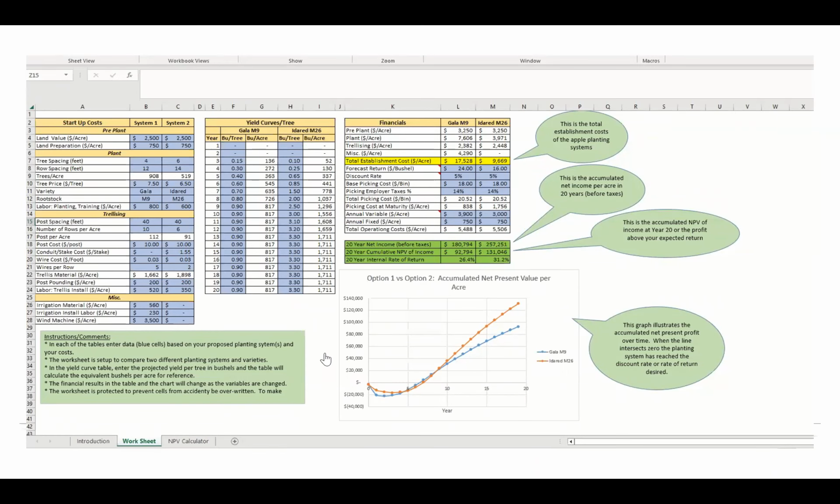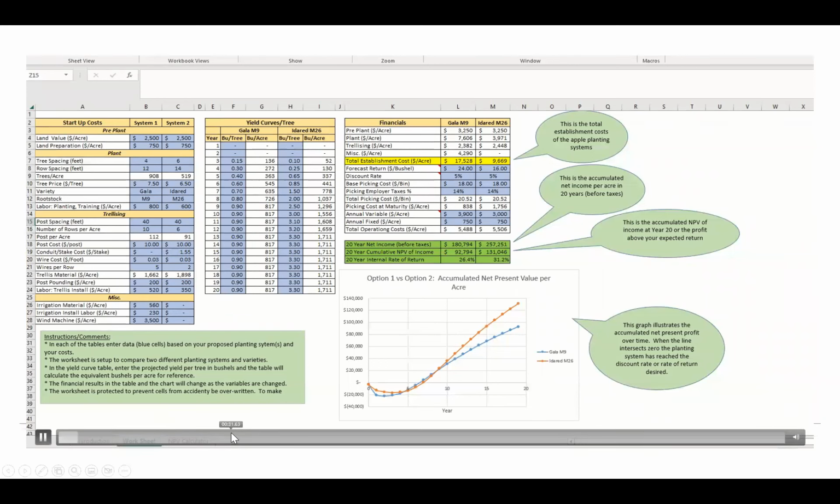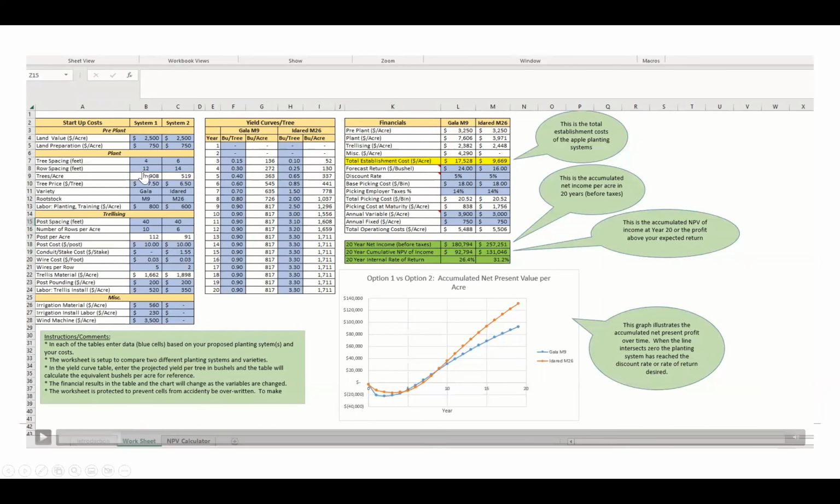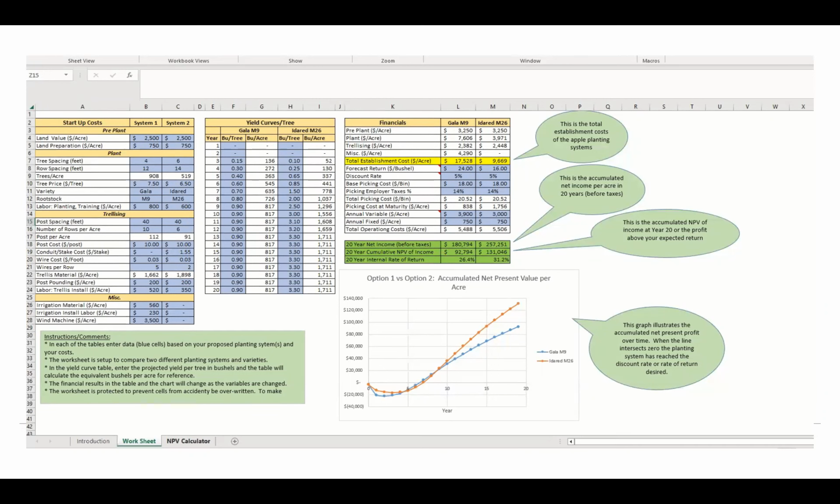So this is, let's see if this will work. Yes, it will. Okay, good. This is a spreadsheet that one of my former colleagues, Matt Wells, developed to look at two different systems. A orchard, so two different orchard planting systems. One was Gala and one was Ida Red.